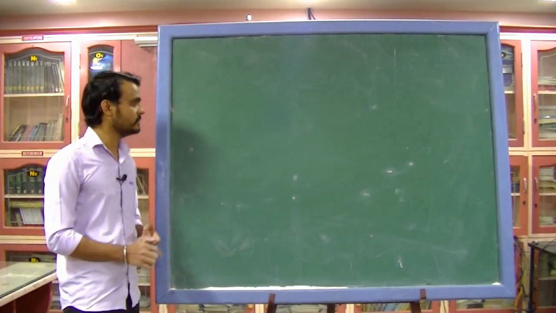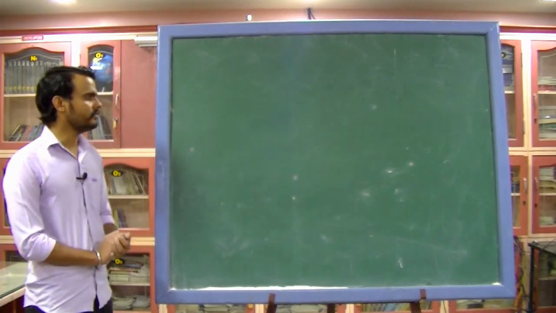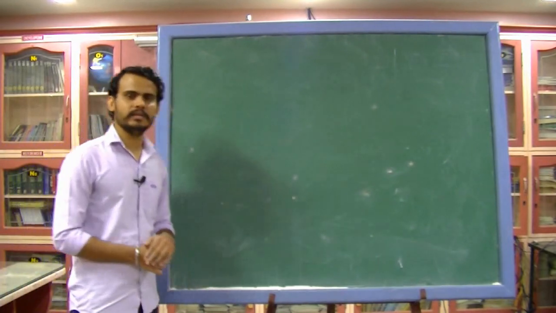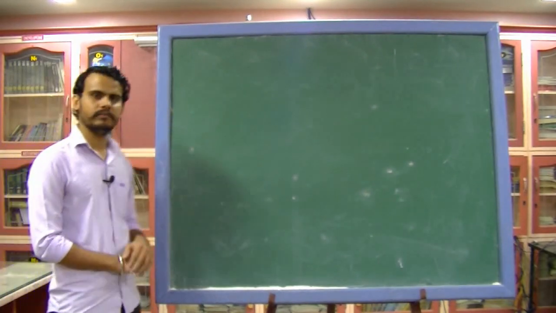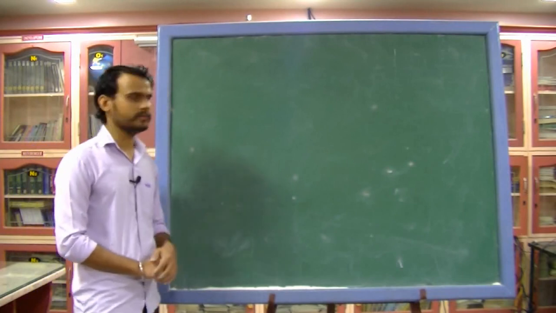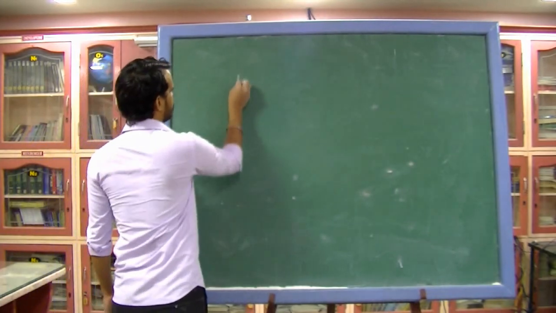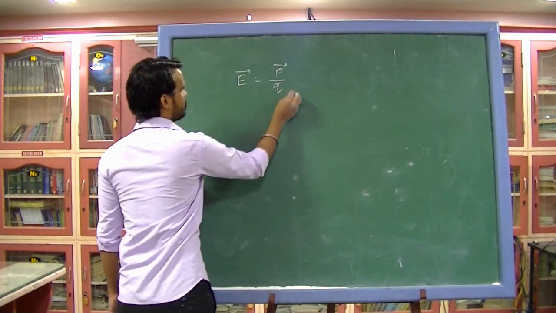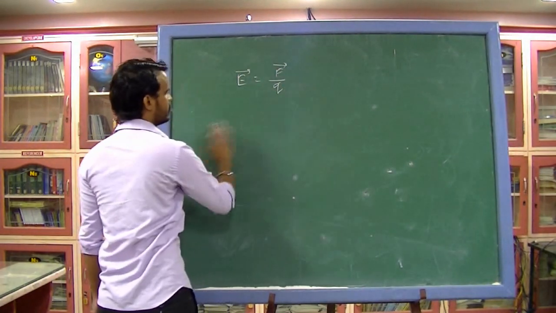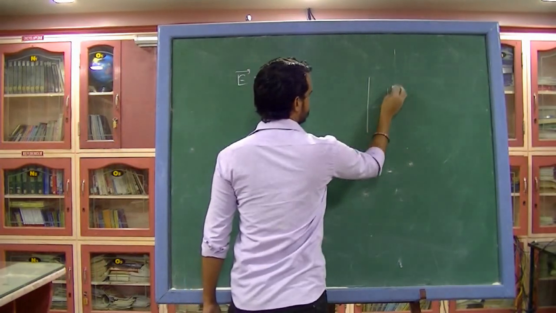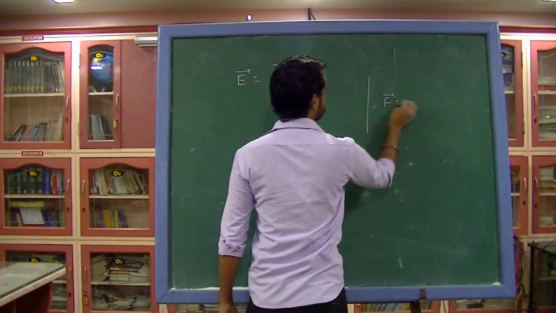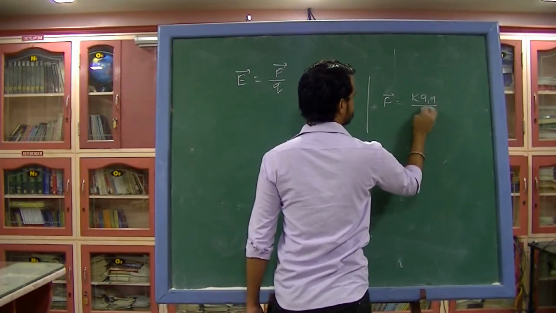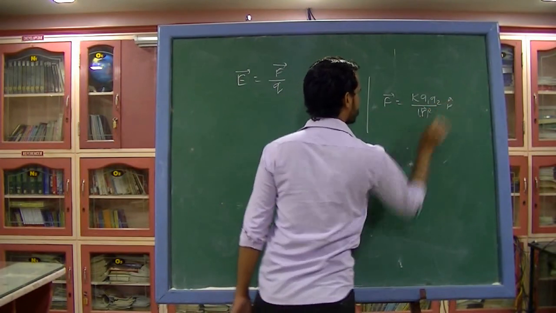Now, the last thing which we are going to do is electric field in vector form. In the first class we have seen electrostatic force in the vector form, from that we can derive how to write electric field in vector form. So, electric field in vector form can be written as F by Q. F can be written in vector form as K Q1 Q divided by magnitude of R square into R cap.